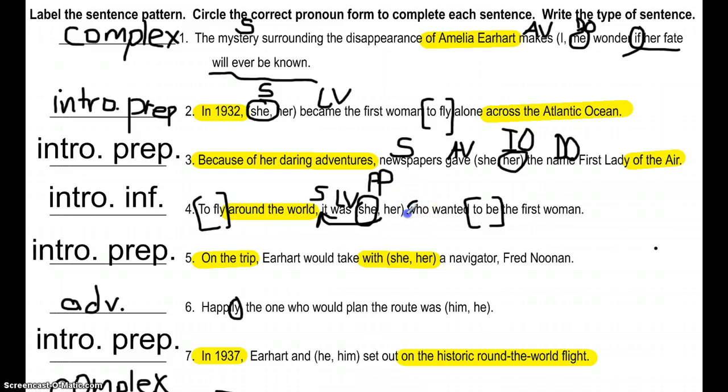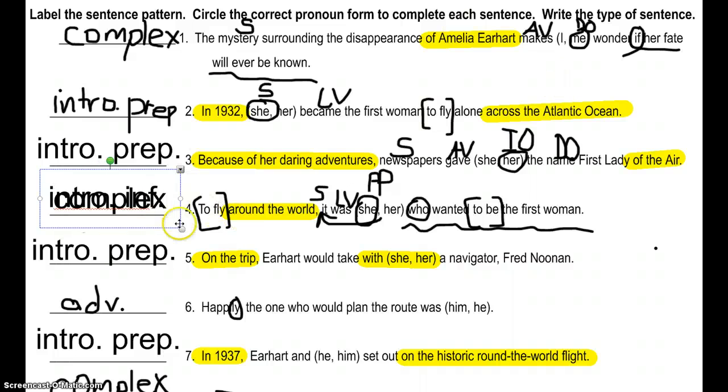I also see I've got this who over here. Who wanted to be the first woman? Who was one of our Awubises. So I actually could call this a complex sentence as well. It's an introductory infinitive, but it's also complex. It's got our dependent clause at the end of that sentence. See if I can make that a little clearer. There we go. So this one could be either or.